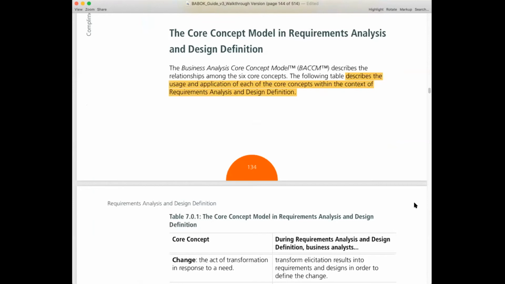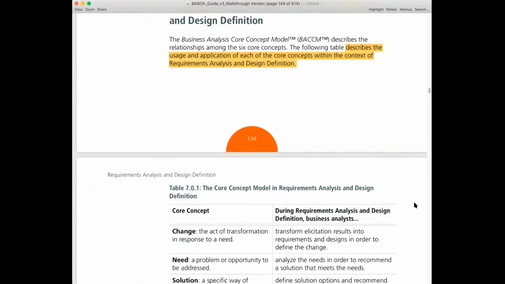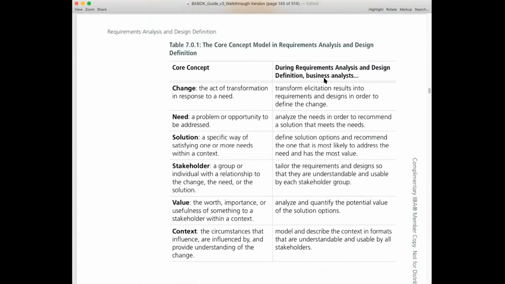Then we have our core concept model. We went over that during week 1. And in this chapter, it basically describes the core concept model in relationship to the requirements analysis and design definition. So I always recommend that you guys go through and learn the knowledge area first, and the tasks and the elements within the knowledge area, and then go back through the core concepts, the change, the need, solution, stakeholders, value, and context, and see how each of those concepts are applied in this particular knowledge area.